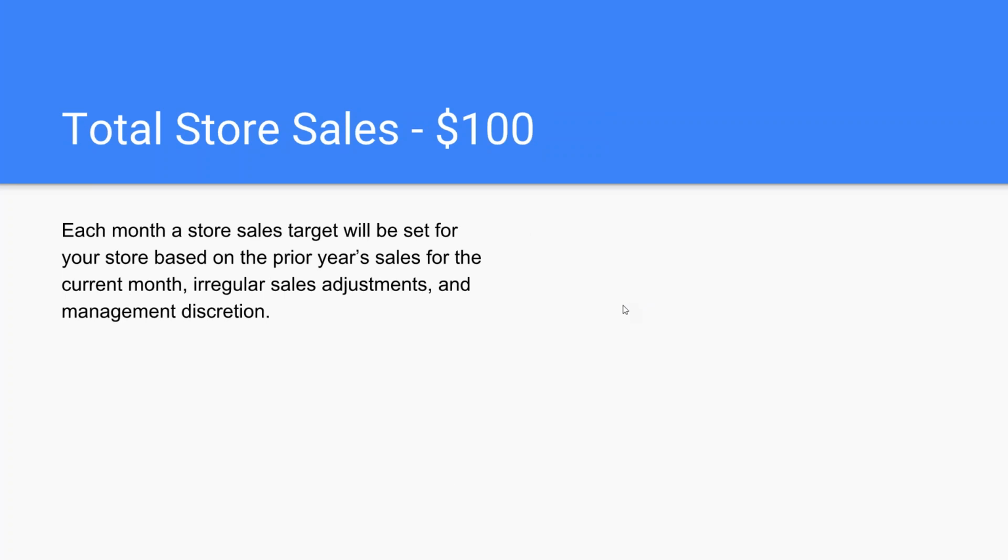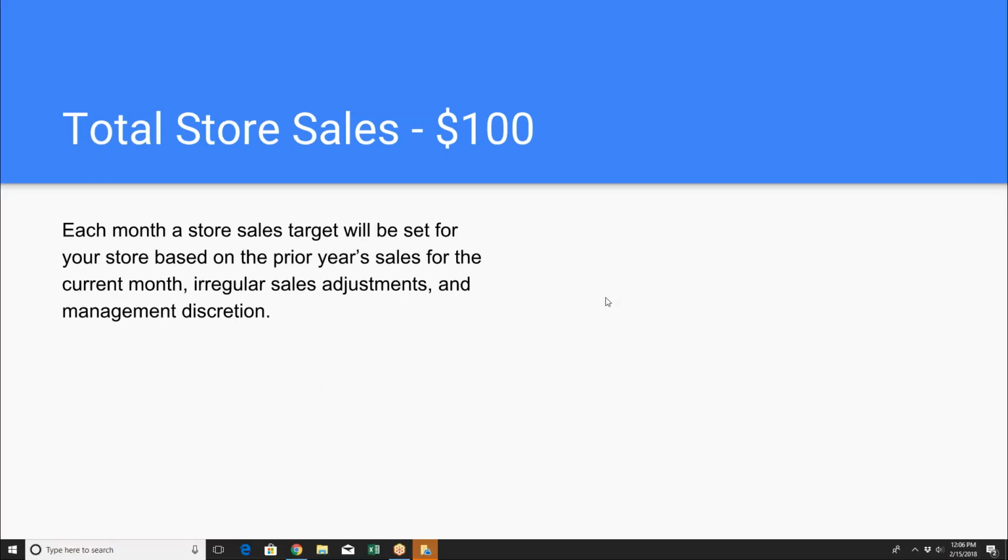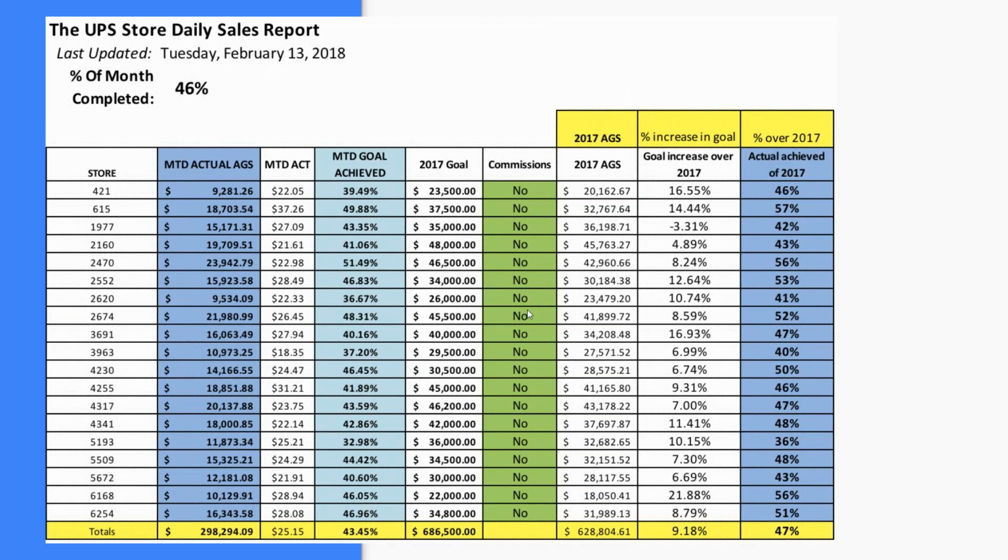So each month, the store target's going to be set. It's going to be based on the exact same criteria. We're not changing any of our methodologies related to setting these sales numbers. Just hit the sales number, typically around a 7% increase, adjusted for various factors, and you're going to get a $100 bonus in your paycheck the next month. Any questions? I'm sure that no questions will be on that.